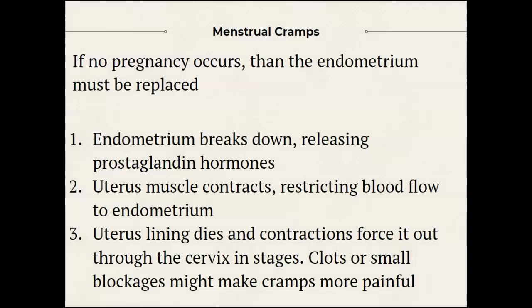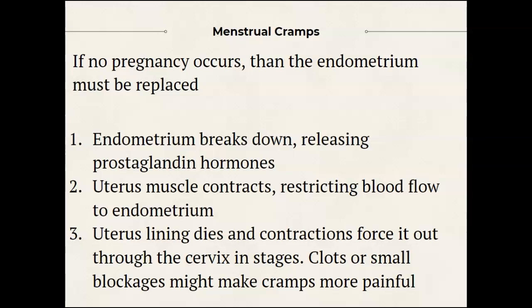Now, menstrual cramps. If no pregnancy occurs, then the endometrium must be replaced. This is why every month the endometrium is shed and rebuilds itself, because biological females do not actually produce enough nutrients to maintain an endometrium if it is not being used for pregnancy. It's just not going to happen. It's a waste of energy. So it gets released, it gets shed, and it gets replaced every month.